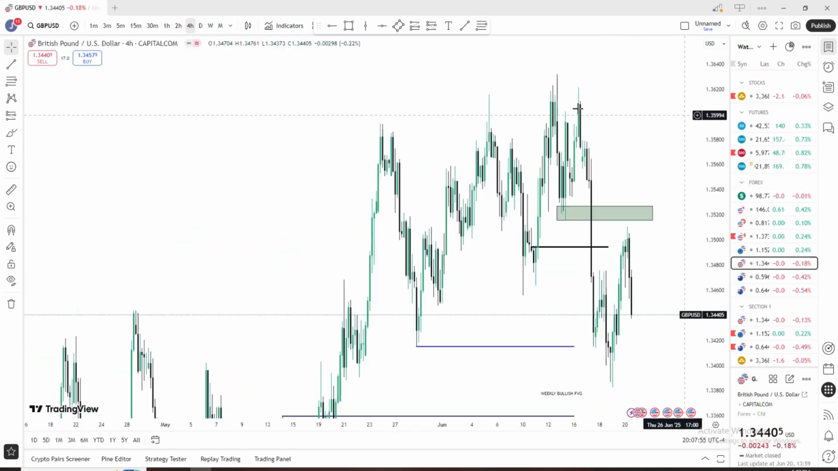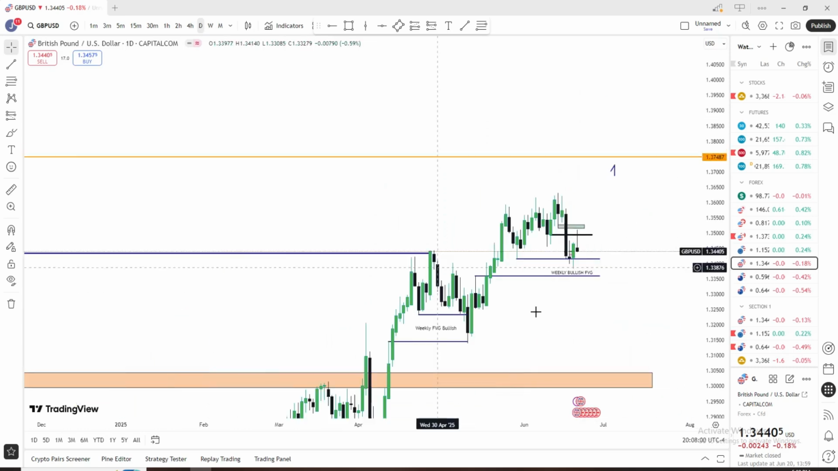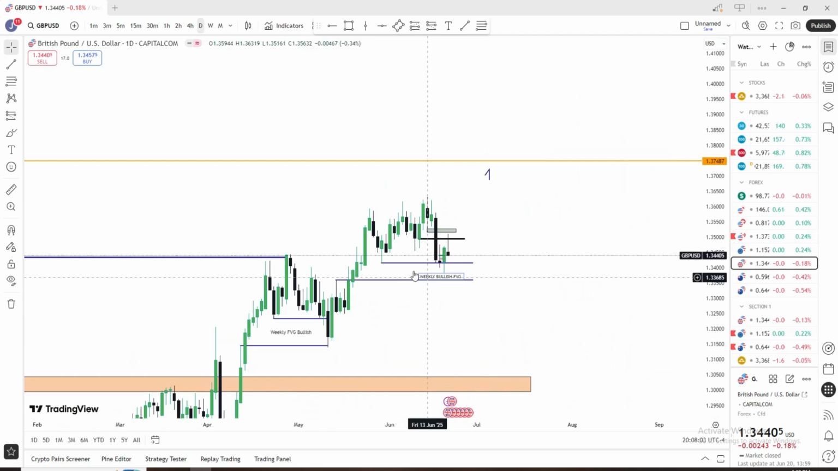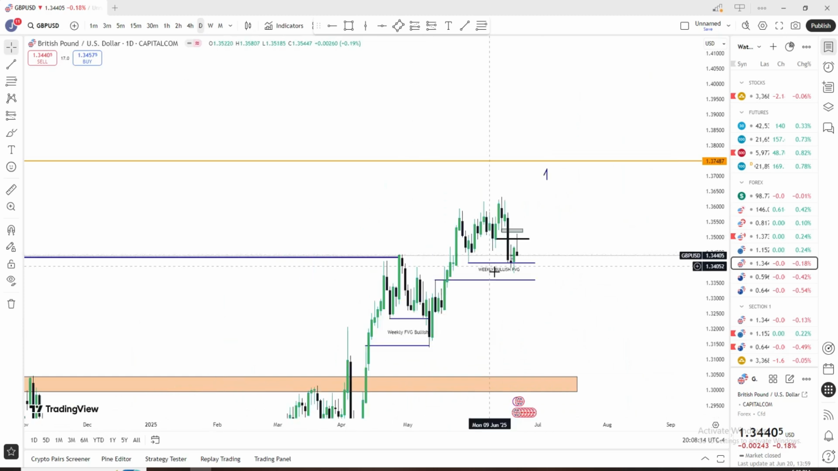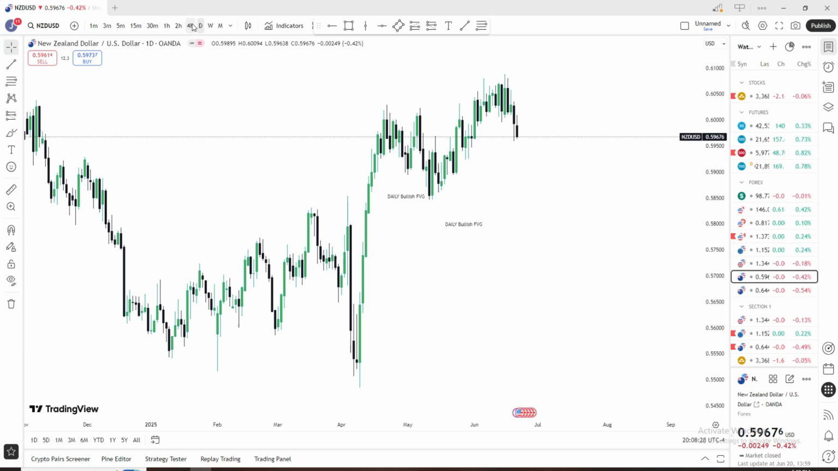GBP came down to this weekly bullish fair value gap. Now we're expecting a bullish move, but it might come down here to take out this low again, then we can move to the upside. I might come back here midweek to give you another review, right? This is for what?